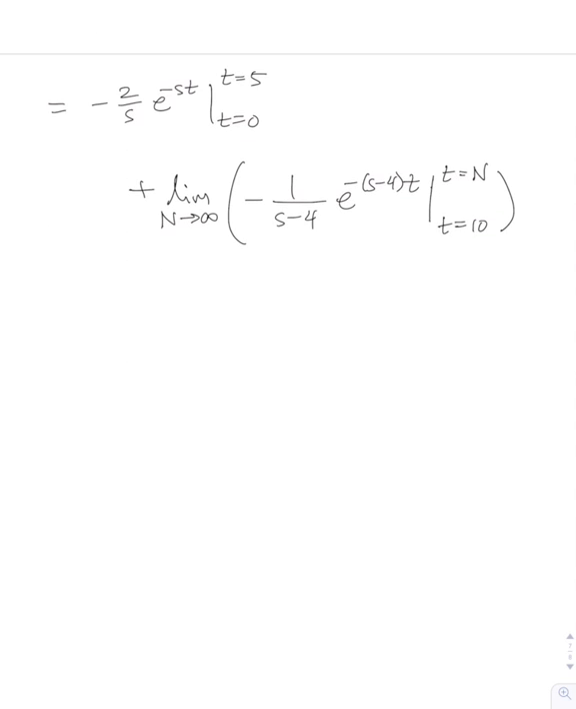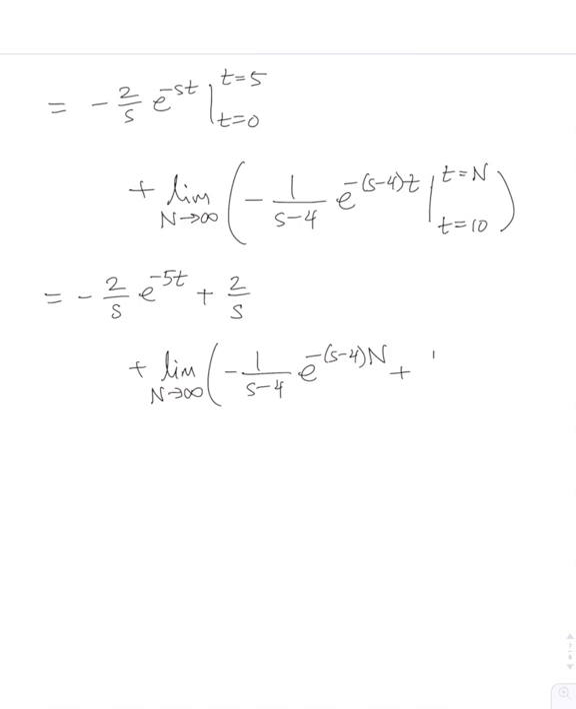So now we start plugging in some of these t values. So I have negative 2 over s times e to the negative 5s minus the same thing I get when I plug in t equals 0, which is negative 2 over s. So this becomes plus 2 over s. Then I have plus the limit as n goes to infinity. And when I plug in n, I'm going to have negative 1 over s minus 4, e to the negative s minus 4 times n, plus 1 over s minus 4, e to the negative 10 times s minus 4.